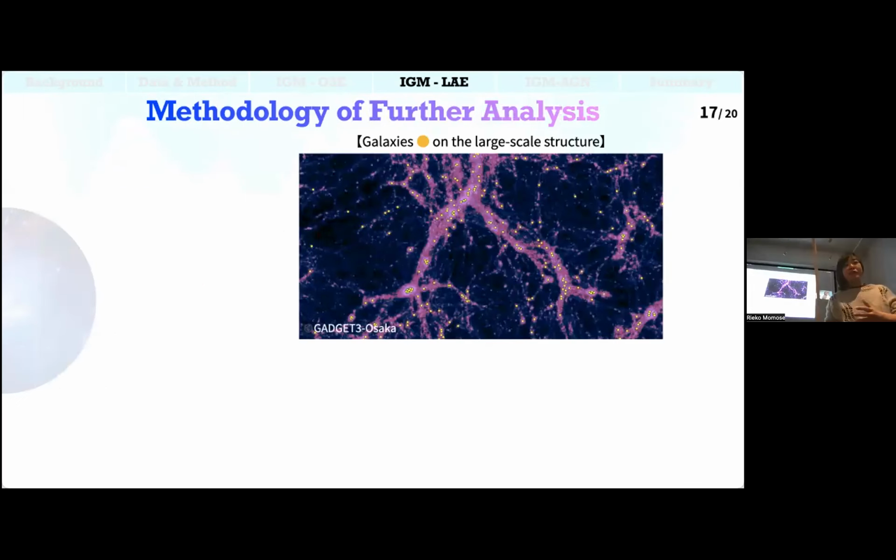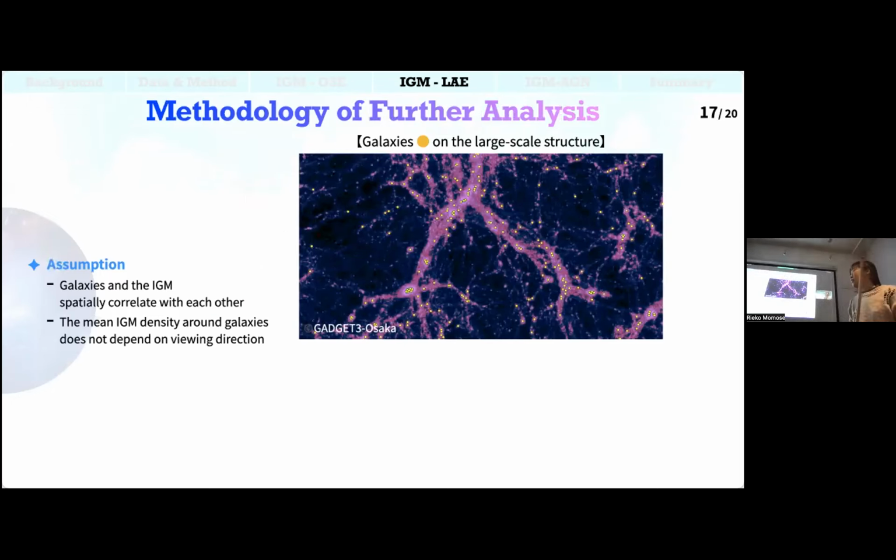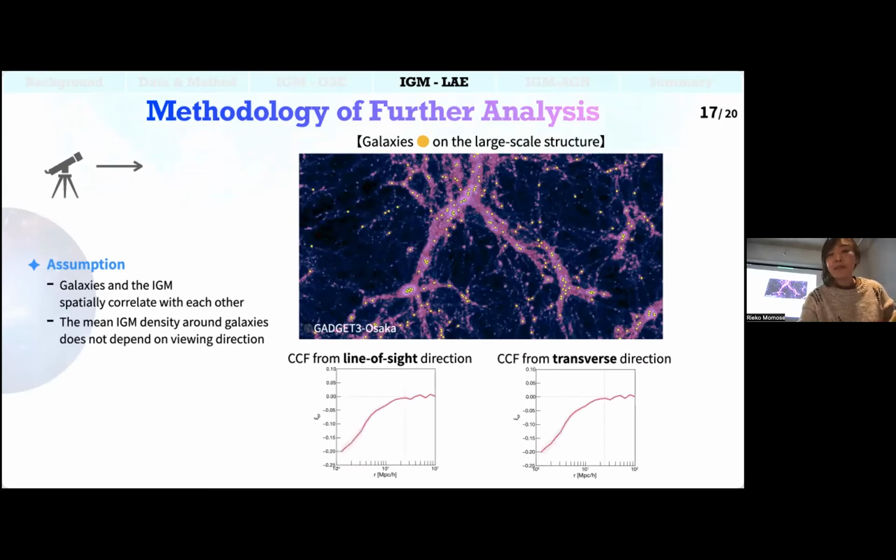So for this further analysis, we also employed the following 2 assumptions. So first, galaxies and IGM spatially correlate with each other. And secondly, the mean IGM density around the galaxies doesn't depend on the viewing directions. So in other words, the observed correlation function would be generally comparable regardless of viewing directions.